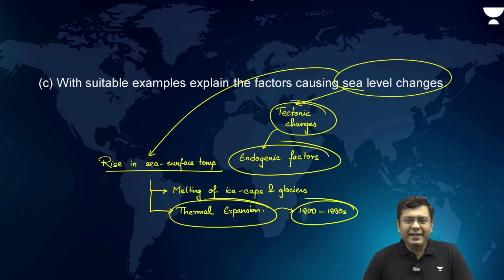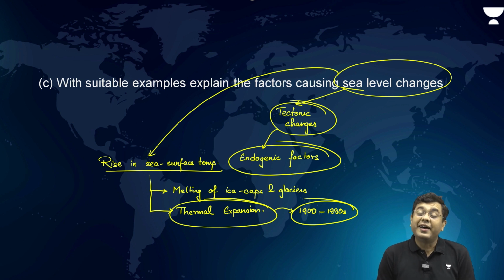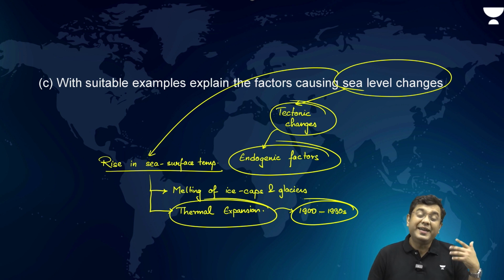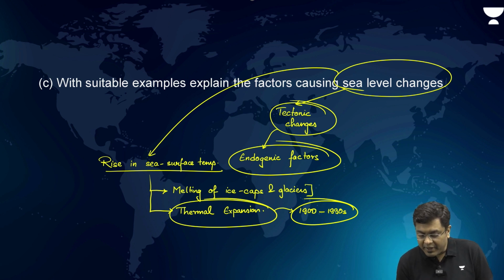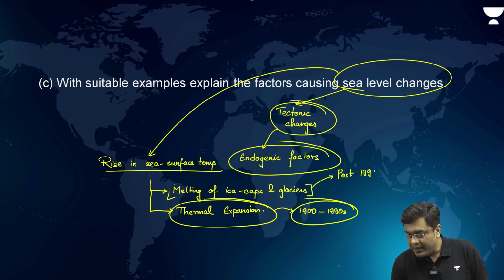But after the 1990s, what has been experienced is a large scale melting of ice caps in the polar areas, the glaciers melting, etc., and increased river runoff in certain areas. So, that has led to a further sea level rise. So, post 1990s, this is the major dominant factor.